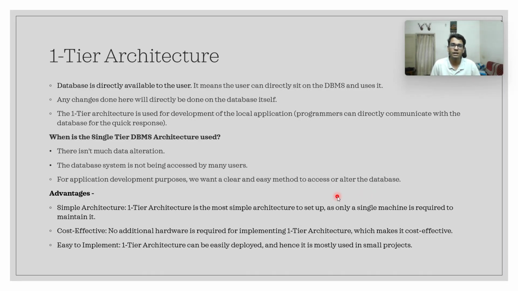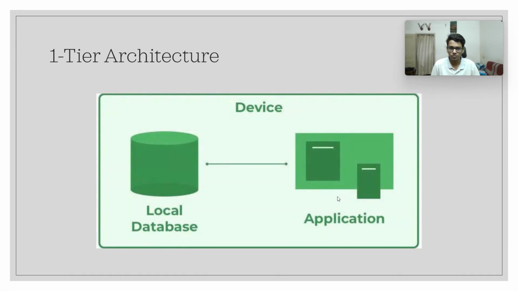Advantages of the one tier architecture is that it is very simple and cost effective, since no hardware cost is required, and it is easy to implement and deploy for small scale projects. So this is how the one tier architecture looks like. This is the local database which is stored on the device, and this is the application through which the user is directly interacting with the local database.